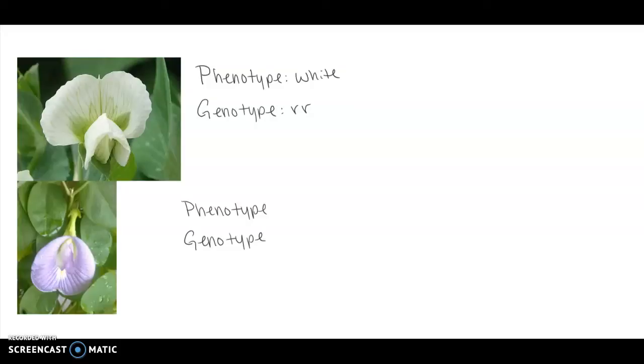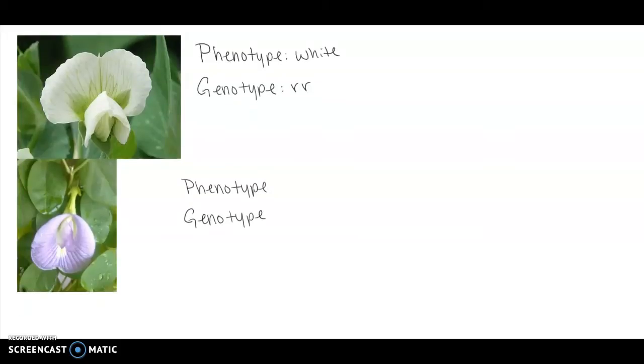I'm using R because you can easily distinguish between the letters. It doesn't really matter what letters you use to create your genotype. Gregor also discovered that flowers with a purple phenotype had two possible genotypes. They could either be, of course, homozygous dominant, or they could be carriers for the trait and could be heterozygous. So they can have one dominant allele and one recessive allele.